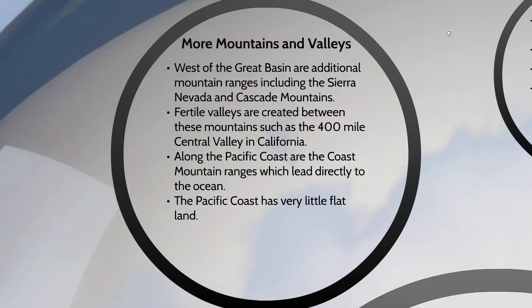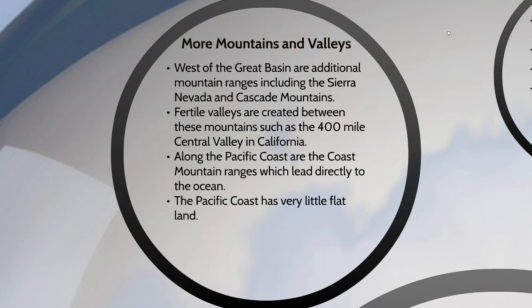As you continue moving west of the Great Basin, you have other smaller mountain ranges, Sierra Nevada, the Cascade Mountains. They create also fertile valleys. Central Valley in California, 400-mile stretch, that is where a lot of farming occurs in California. And it is very, very fertile. If you look at your map in your social studies book, you look out west, you see mountains, mountains, mountains, and then you see that green again, and then mountains, mountains, mountains as you move to the Pacific coast.